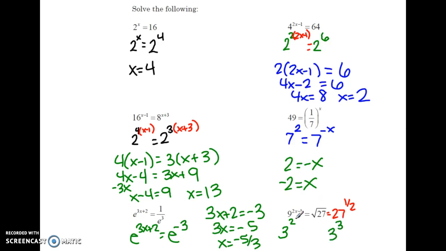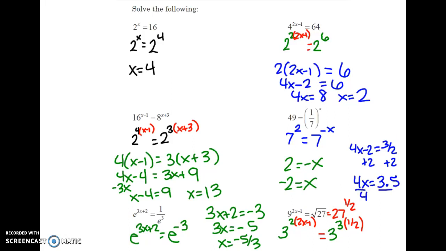Bring down my exponents: x minus 1, bring down 1/2, bring down the equal sign. Now I'm ready to solve this. I'm going to bring it up here because I need some space. I'm going to go ahead and distribute. That'll be 4x minus 2 equals 3/2. Add the 2 over. So I get 4x equals, and let's see, that's 1.5, so that's 3.5.